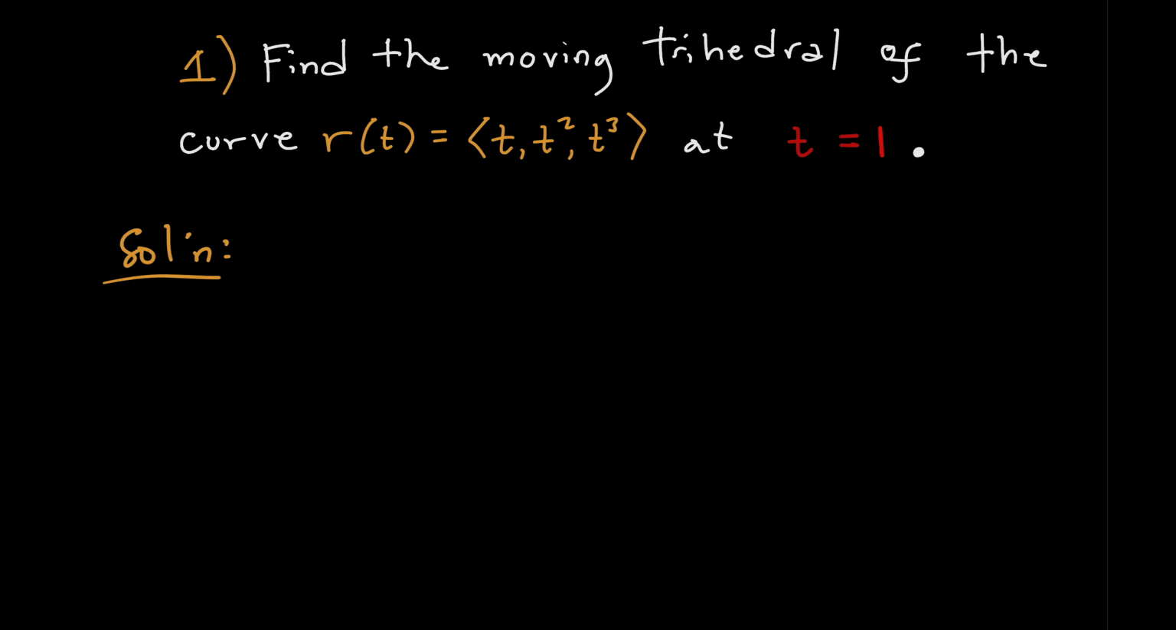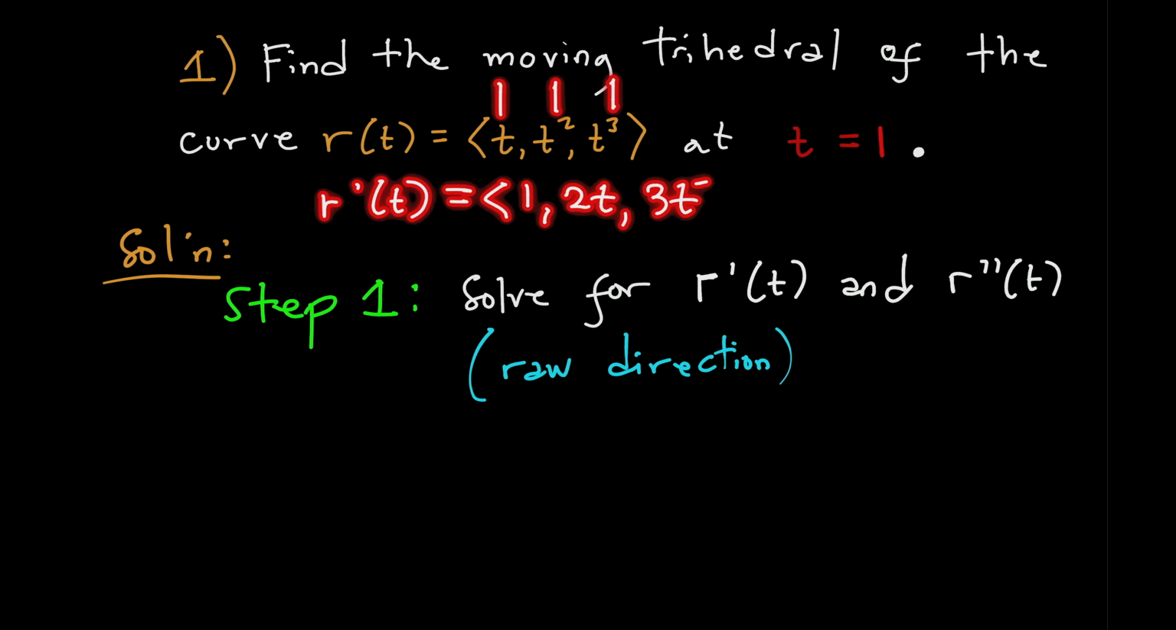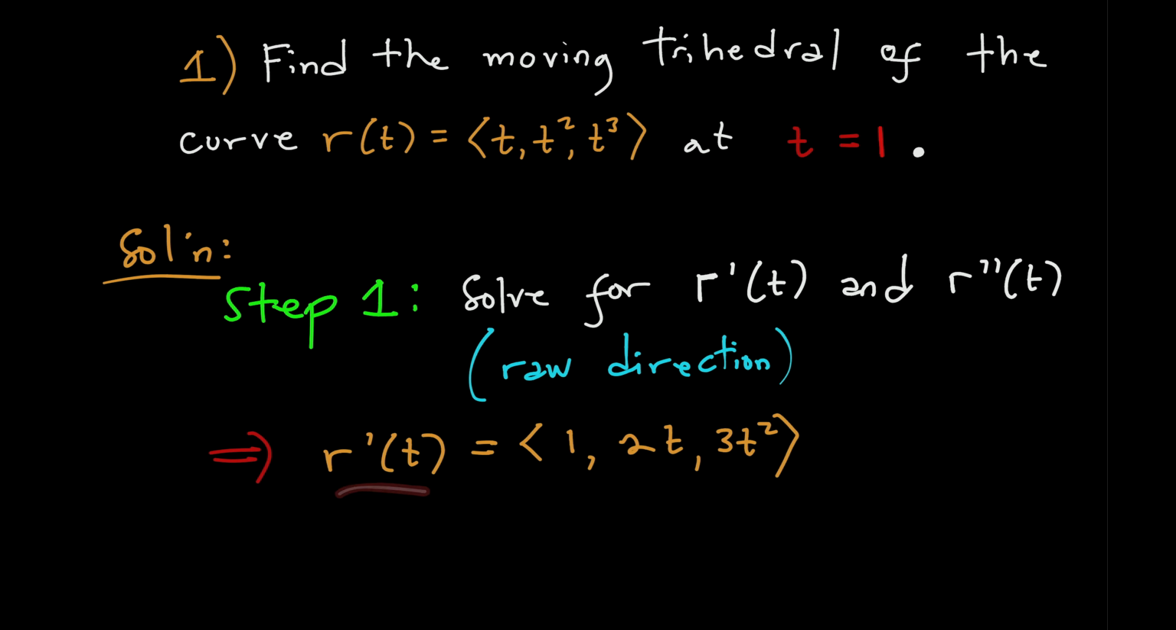For the solution, let us first find r prime of t and r double prime of t. That's for our step 1. So these are the raw directions. That means we don't normalize this one yet. For r prime of t, we need to differentiate this with respect to t. Differentiating this one gives us 1. This one gives us 2t. And this one gives us 3t squared. So we have this for r prime of t.